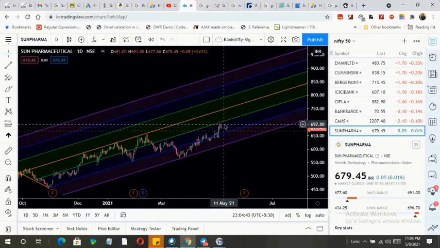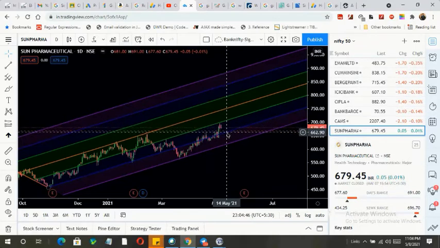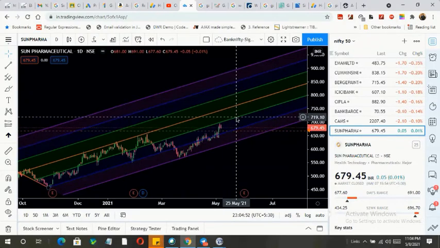Okay, so what I am thinking is that Sun Pharma will find support near 670, 665, then it went up again.